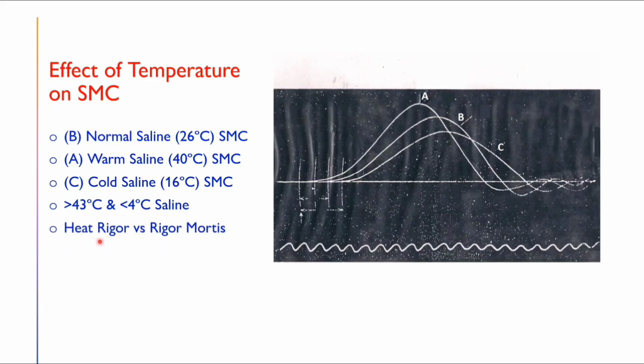Now one commonly asked terminology is heat rigor and rigor mortis. First of all, what is rigor? Rigor means spasm. So rigor in both of these conditions is spasm. So in both these situations, muscle spasm is happening.